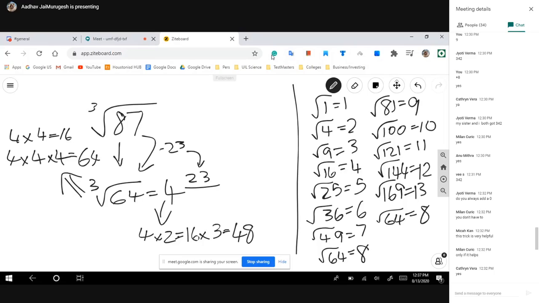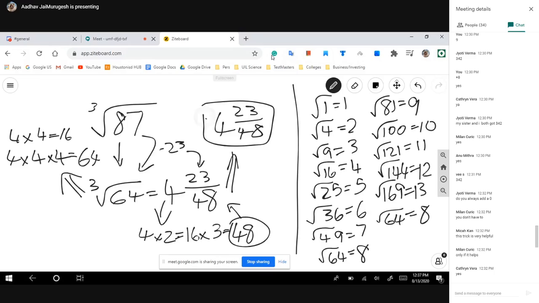Now, after you get this final answer, you're going to plug this in over here, and that's going to be your answer. The answer to the question, the cube root of 87, is going to be 4, 23, and 48.